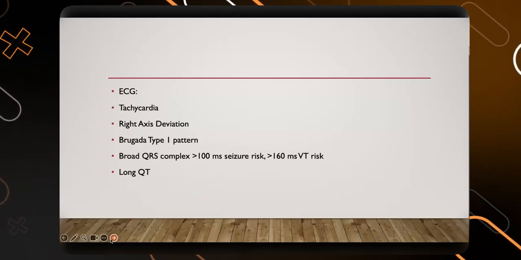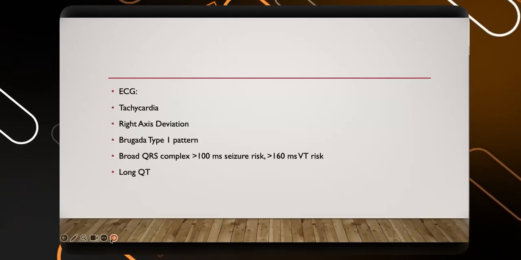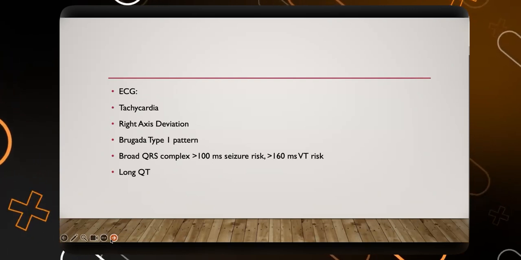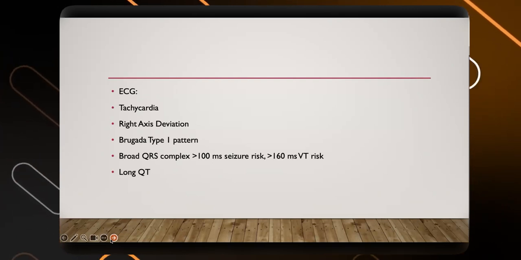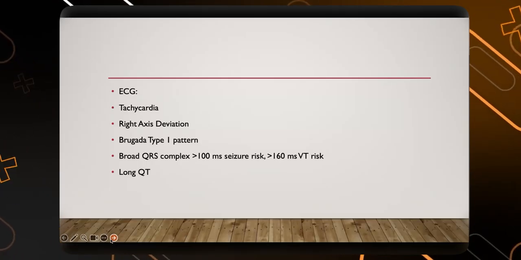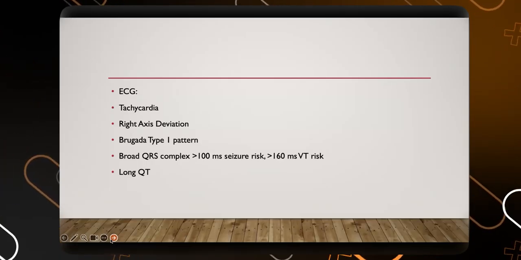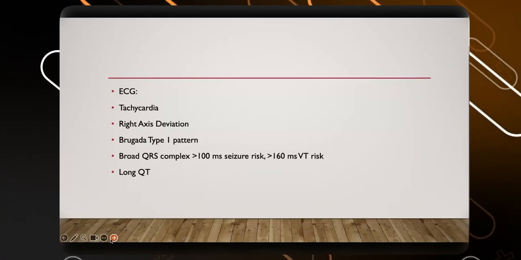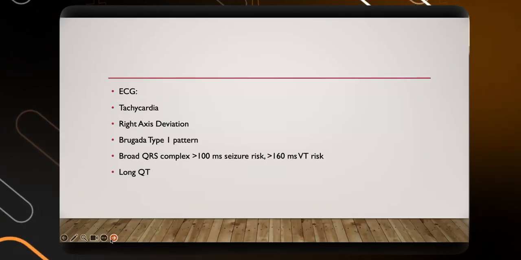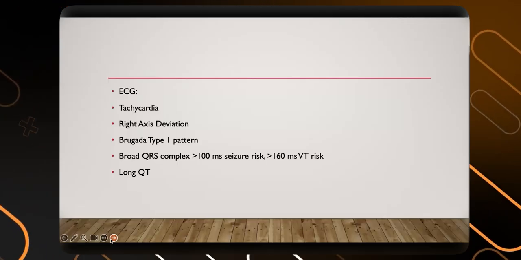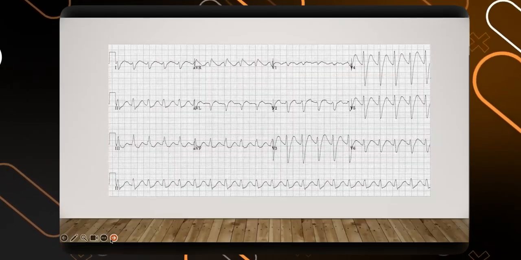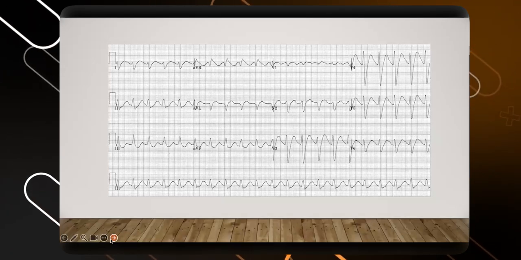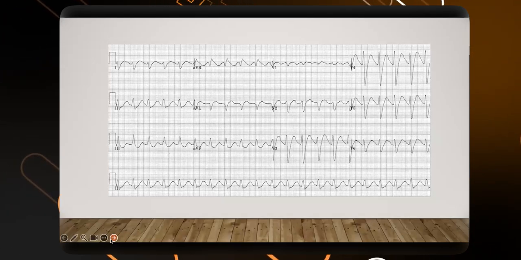Now, typical features on an ECG are tachycardia, right axis deviation, Brugada type 1 pattern, and a broad QRS complex. A QRS of more than 100 milliseconds increases seizure risk, and more than 160 milliseconds increases the chance of ventricular tachycardia, and it also prolongs the QT interval. Now, this is typically how a TCA overdose will present.